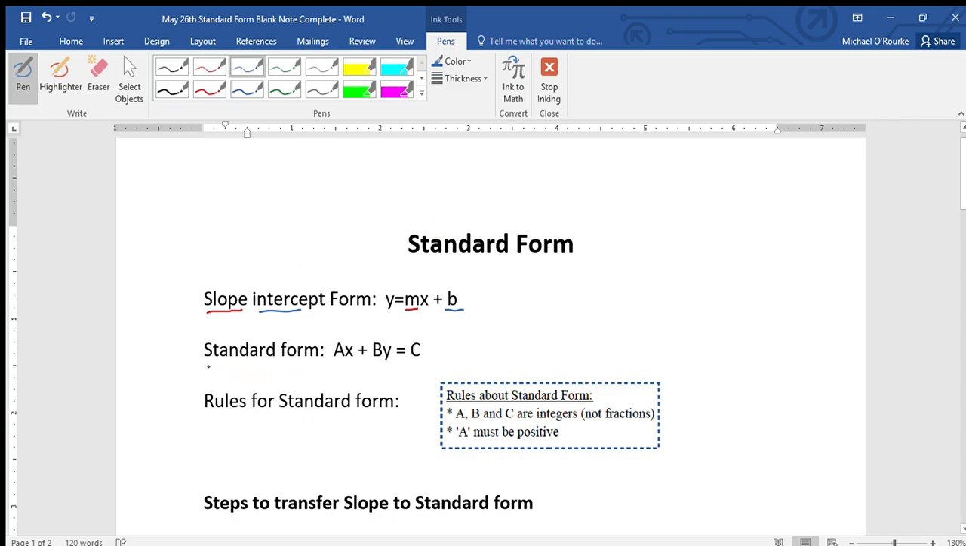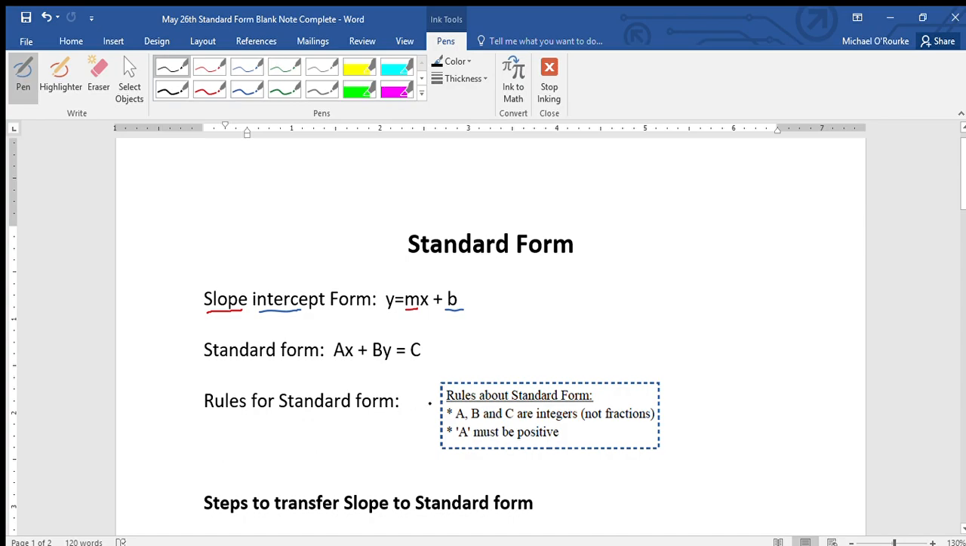Other times it's written, and you'll see this a lot in grade 10, in standard form, which is down here. Now, don't worry about what A, B, and C are. Those are just numbers, a constant and a couple coefficients. So the A, B, and C are just placeholders for where numbers will go. So Ax plus By equals C.